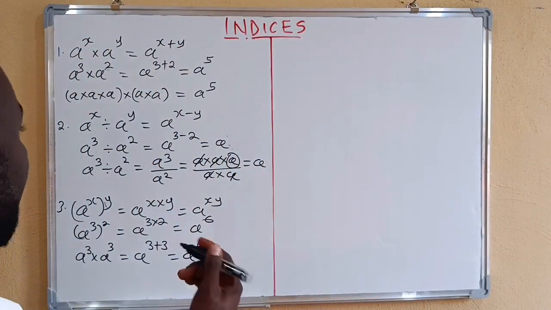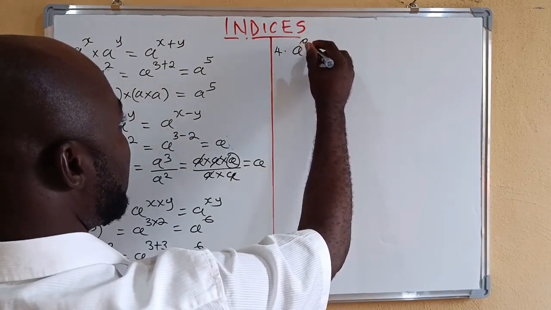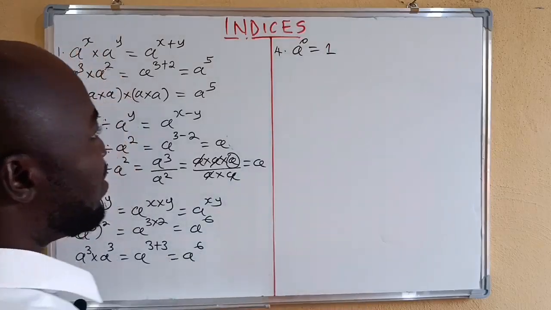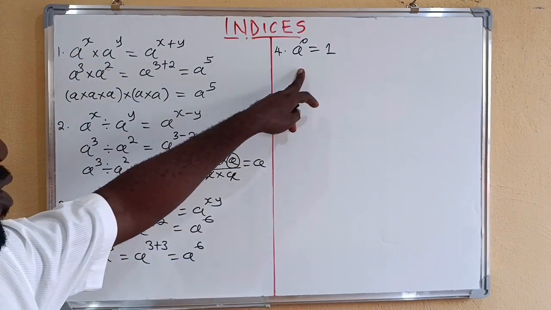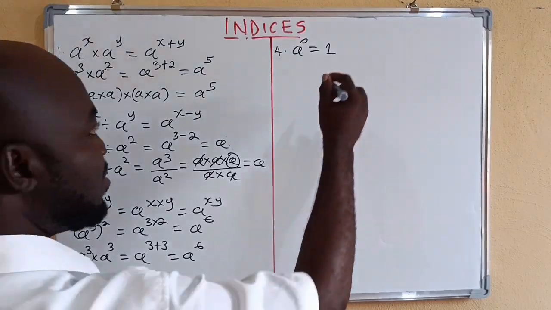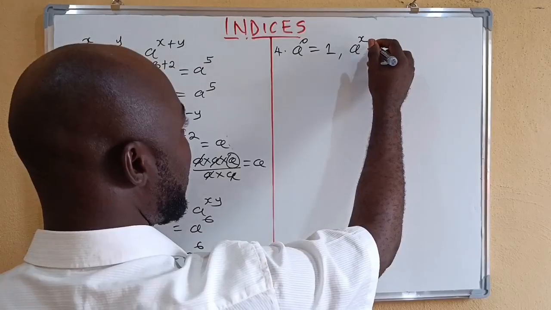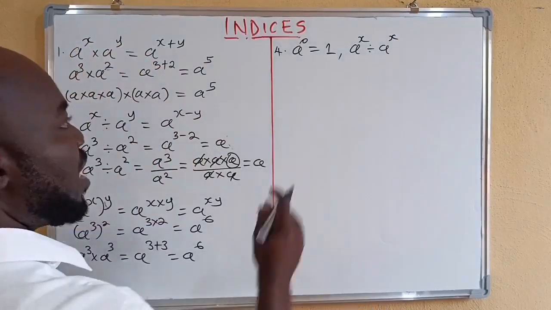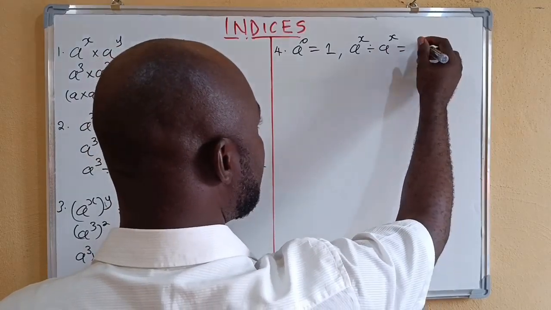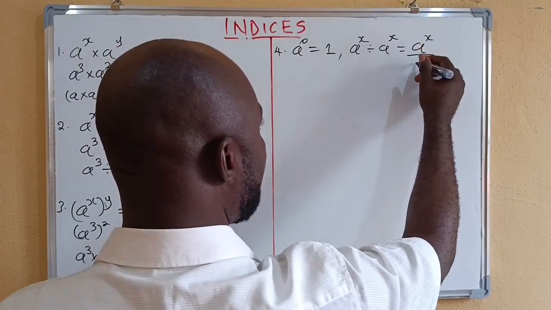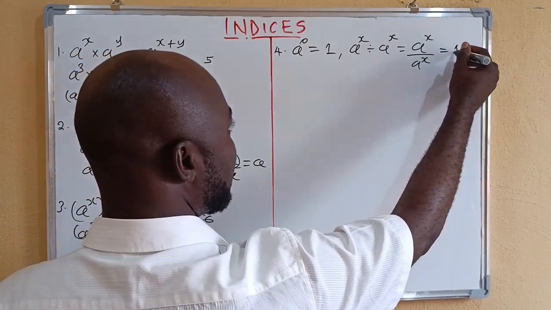Now, if I have a^0, I have 1. This is another law of indices: a^0 is 1. How is this possible? There are different ways. If I have a^x divided by a^x, they have the same base and the same power. This simply means a^x divided by a^x, and if I divide, I will have my 1.